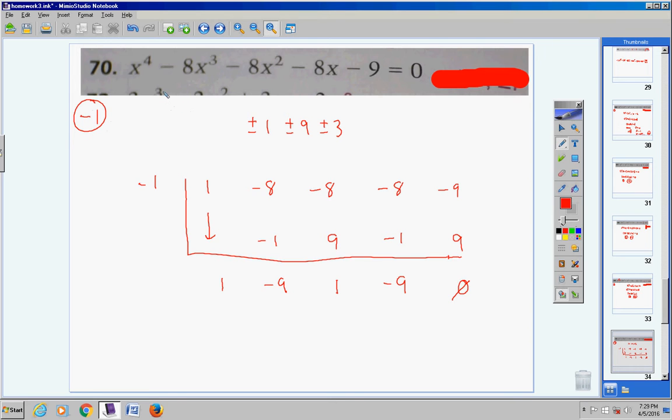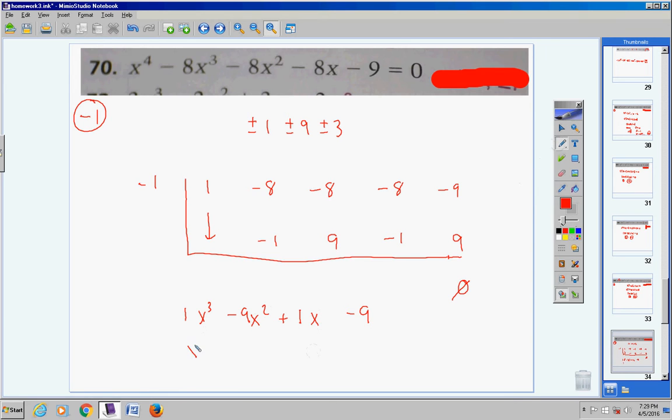Now I did have a 4th degree, so I'm going to make this a 3rd degree. Negative 9x squared, positive 1x, negative 9. So that's my new expression I'm going to use now. And I'm pretty sure that's factorable. But let's make sure that it is.